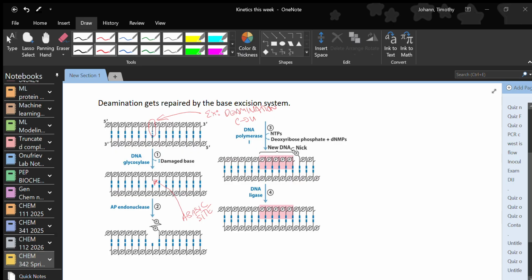So we have an abasic site, that's gone. This piece is going to get clipped out here, and then a DNA polymerase is going to come in and fill the rest in. We've got a 3' end. You saw before that DNA polymerase did this to RNA, where it came through and cut out the bases in front of it. Some DNA polymerases, especially DNA polymerase 1, have this activity. So DNA polymerase is going to start here. That's a 3' end.